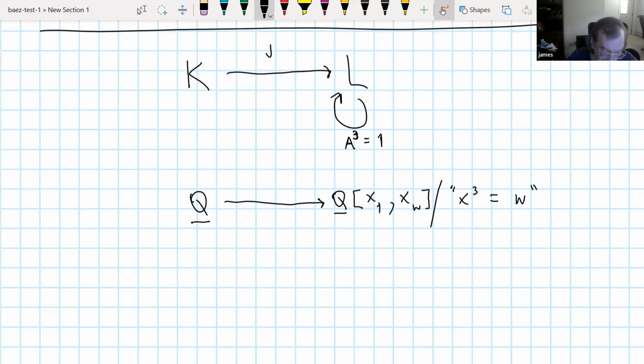Well, I was going to say field extension. I guess it's an algebra extension. It's an algebra over a field. And I guess it turns out to be a special commutative Frobenius algebra or something like that.